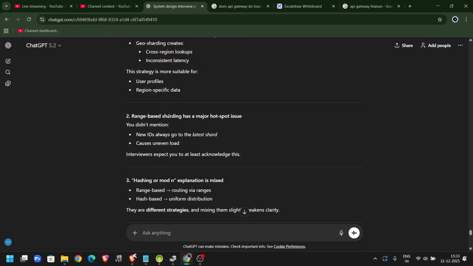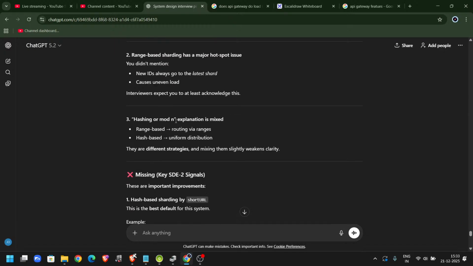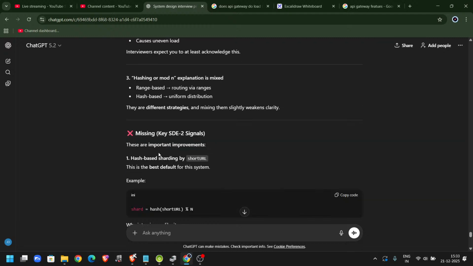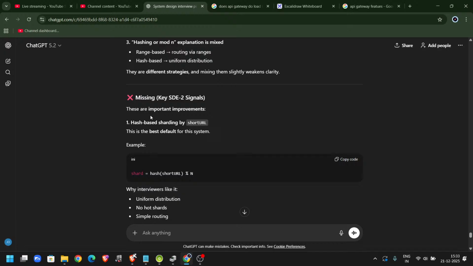Range based sharding has a major hotspot issue. You did not mention new IDs always go to the latest shard, causes uneven load. Interviewers expect you to at least acknowledge this. Hashing or mod n explanation is mixed. Range based routing via ranges, uniform distribution. Okay, these are important improvements.